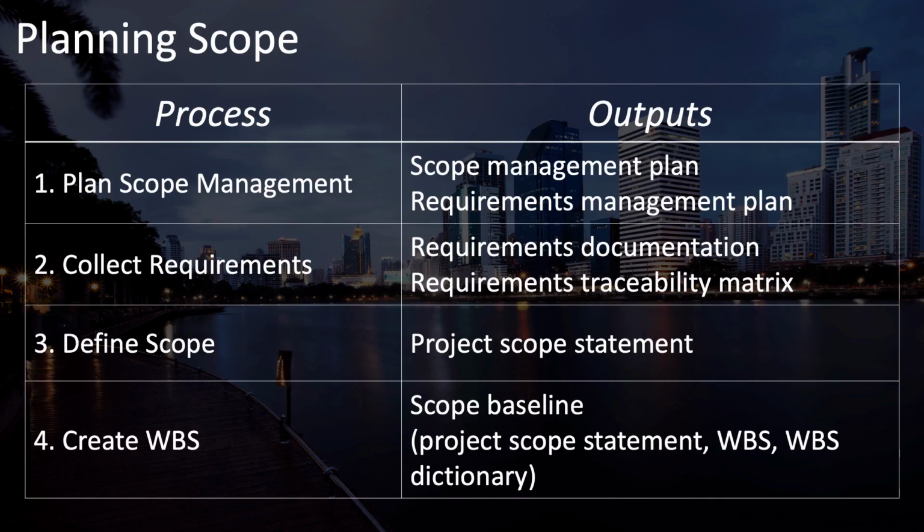In this lesson, we will cover each of these processes in the logical order that you would normally follow when you're planning your project. And they are as listed here, 1 through 4. First, plan scope management, then collect requirements, then define scope, and then create WBS.